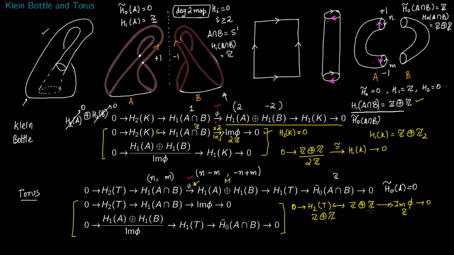Now this part is again easy. This is reduced. So reduced means this is integers. And this H1A plus H1B over image of phi. So image of phi is integers. This is integers plus integers. So now you modulo it out. This entire sequence now becomes 0 to H1 of T, 2 integers to 0. So again, you use the rank nullity theorem. This is surjective. This map is injective. So H1 of T would be integer, direct sum, integer.